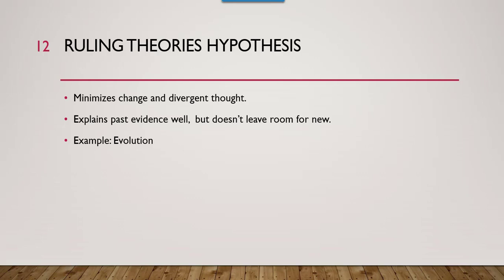There's a couple different theories here. This is the ruling theory hypothesis. This minimizes change and divergent thought. It explains past evidence really well, but it does not leave room for new stuff. Evolution is a good example of the ruling theory's hypothesis. It does a really good job explaining how things came to be, but when we get new information such as genetic data, new fossil evidence, new soft body fossils, that sort of thing, the ruling theory hypothesis doesn't allow for evolution to change. And so this is a big problem with the evolutionary theory, is that it's not adaptable.